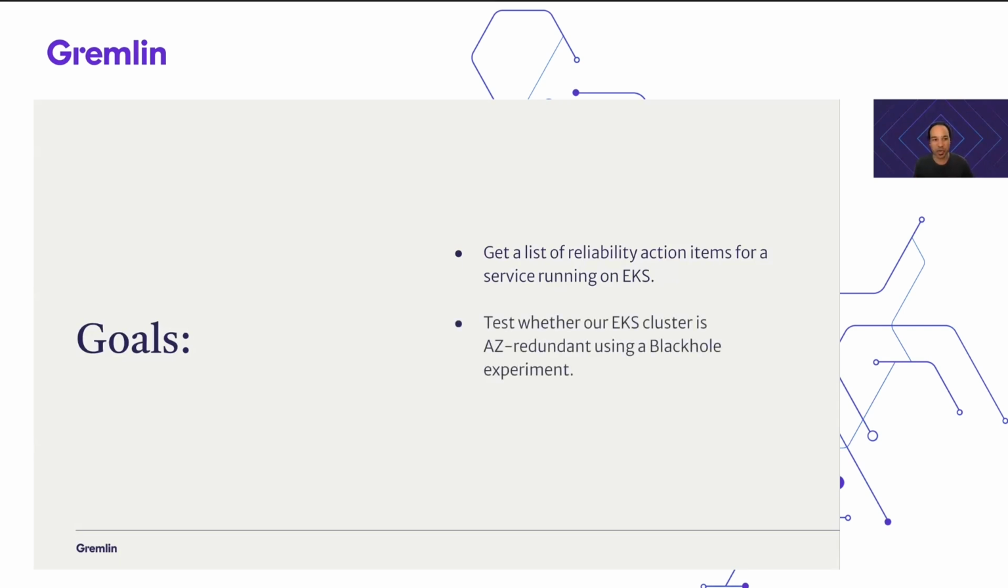And then I'm actually going to test whether my EKS cluster is availability zone redundant. And I'm going to use what's called a black hole experiment to do that. If you've used Gremlin experiments before, which you likely have if you've been in our product, you know what they're capable of and what they can do. So I'm just going to do a really quick one that takes one of our nodes down and I'm going to ensure that our application keeps running.